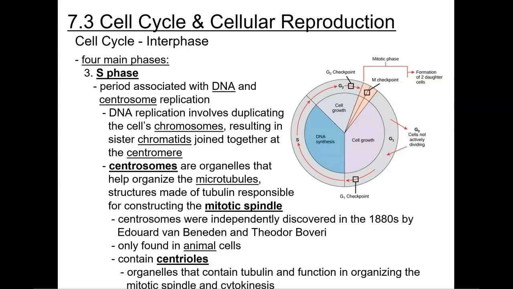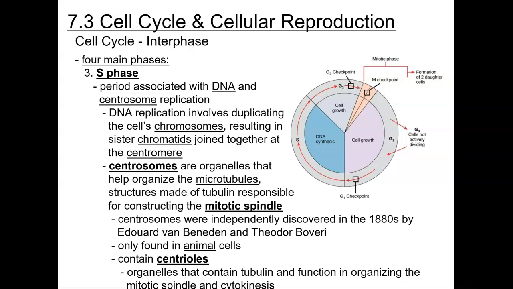If it is, it will enter the third step, which is going to be S phase, and that's a period associated with DNA and centrosome replication. So think of S phase as synthesis phase. Here, DNA is replicated, and it duplicates those chromosomes, resulting in sister chromatids, which are matching chromosomes that are joined together in the center with the centromere. Centrosomes are going to be organelles that help to organize the microtubules and structures that are going to be made to form that tubulin, which is going to be responsible for constructing the mitotic spindle.